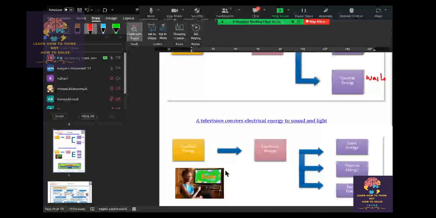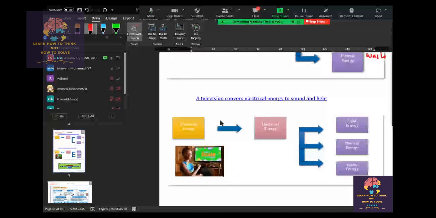Also the TV. The chemical energy inside the fuel is converted into electric energy used by what? Used by the TV. So the TV uses what? It uses electric energy only. The TV doesn't use chemical energy, but we use the chemical energy inside what? Inside fuel.